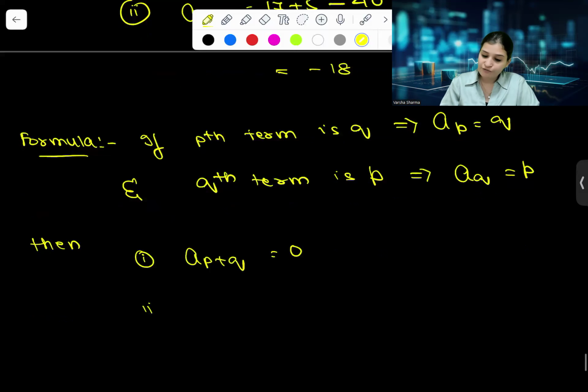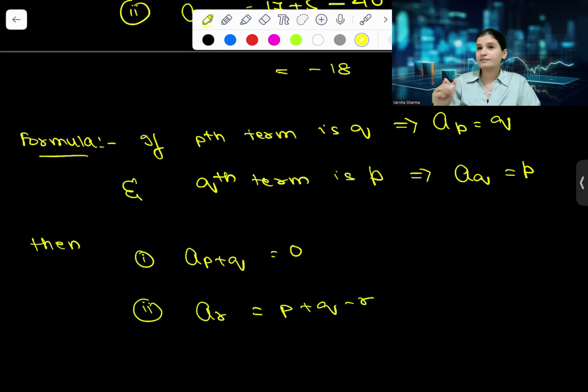But if I want to find any random term R, what would that be? P plus Q minus R. Perfect. This becomes your 5-marker sum now. We have to prove this. So if it comes in an MCQ straight or assertion reasoning, you don't need to work it out. But this same sum comes for a 5-marker. It's two 5-marker questions.